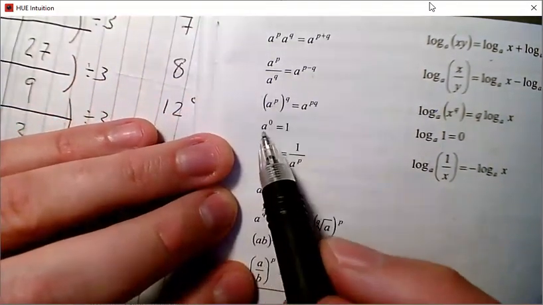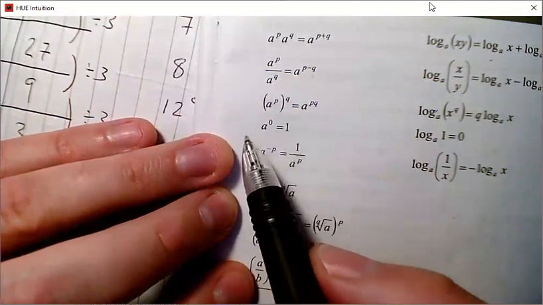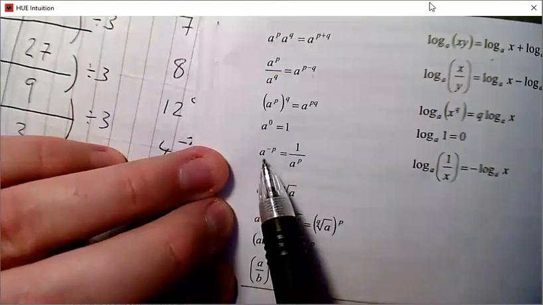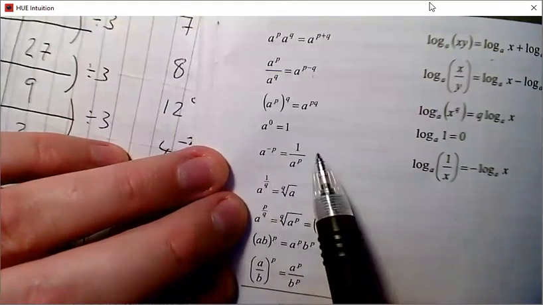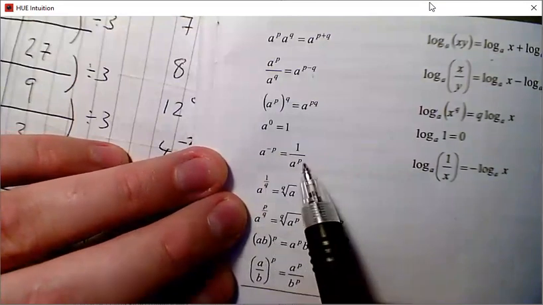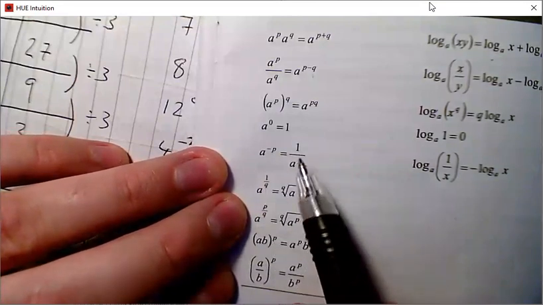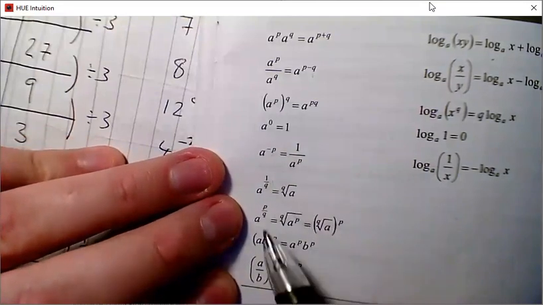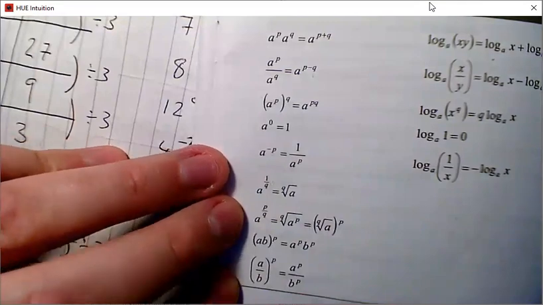Skip this one for the moment. 8 to the power of 0 always gives 1. Any number to the power of 0 gives 1. Okay, we saw that. And a to the minus p is the same as 1 over a to the plus p. So negative indices always give fractions. You just make a fraction and change the index to a positive number. These other rules we're going to come across again in the next video, but for the moment we won't worry about them.